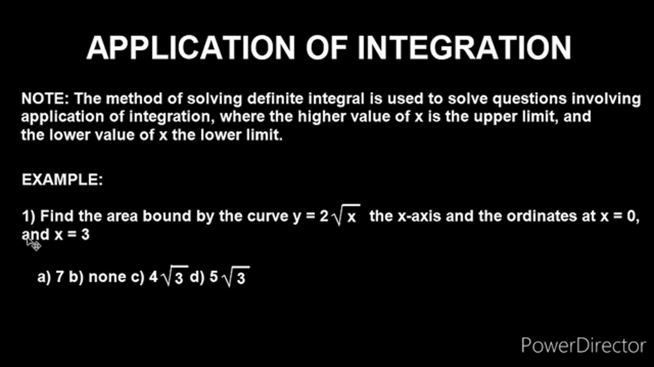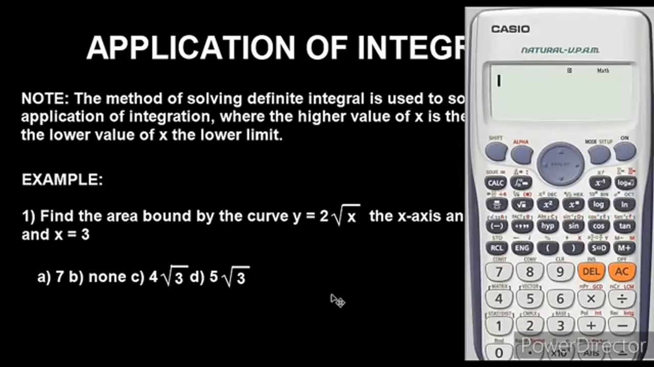Example 1 here says, find the area bound by the curve y equals 2 square root of x, the x-axis and the ordinates at x equals 0 and x equals 3. So right now, let's bring the calculator, the Casio calculator, and solve this problem together. Okay, the first thing we do will be to clear the calculator. Very important to avoid unnecessary error. We are advised to clear the calculator whenever you want to solve a new question.